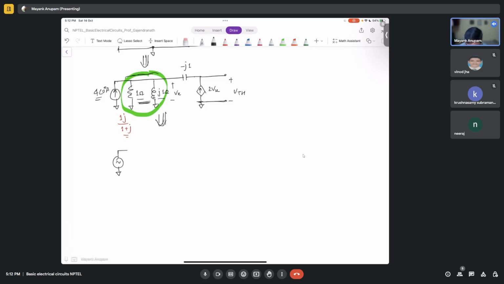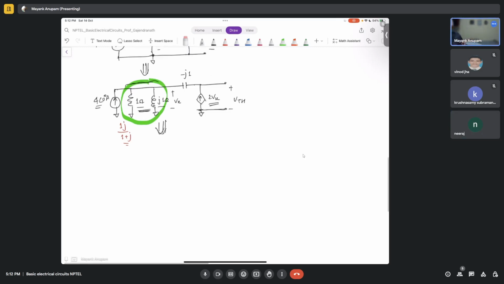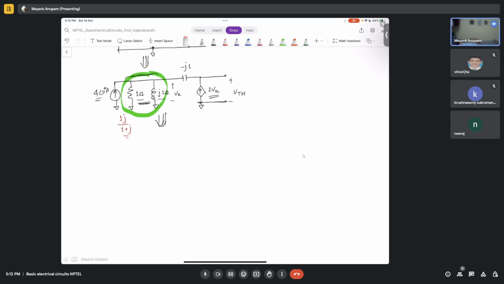Oh no. But if we do source transformation now, this will be a problem because we have a dependent source, so we cannot do source transformation anymore. Okay, so you'll have to live with this. Cannot do source transformation anymore. So it will be like this. So why can we not do any source transformation? Tell me.